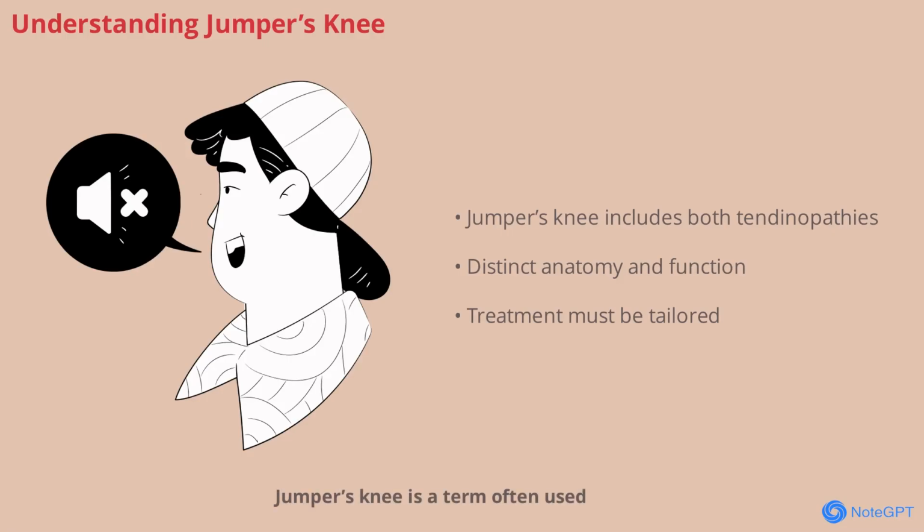Jumper's knee is a term often used to describe pain in the knee's extensor mechanism, but it encompasses both patellar and quadriceps tendinopathies. Many clinicians mistakenly treat quadriceps tendinopathy with protocols designed for patellar tendinopathy, assuming the conditions are identical. However, the patellar and quadriceps tendons have distinct anatomical structures and functional roles. This difference means their risk factors, causes, and responses to treatment can vary significantly. Recognizing these distinctions is the first step toward designing more targeted and effective rehabilitation programs for each condition.